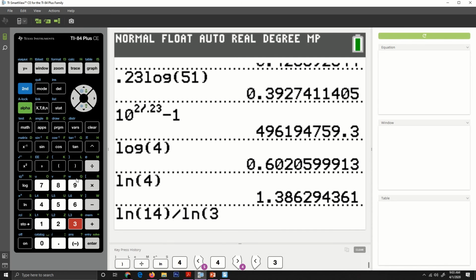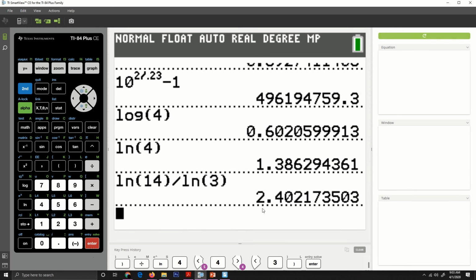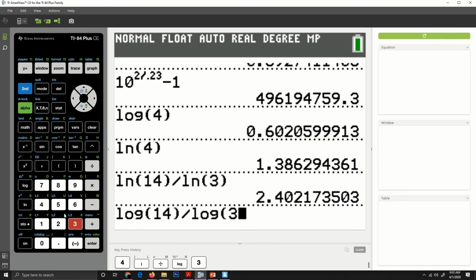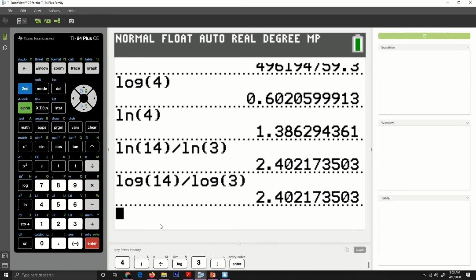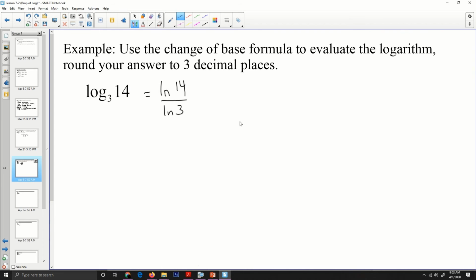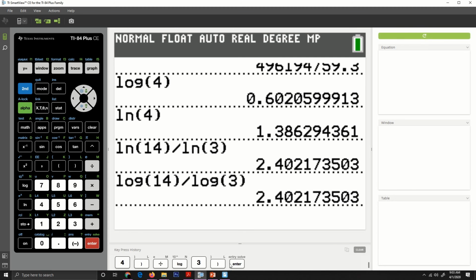Of 3, close your parentheses, and we're done. We get the 2.4. Now, again, I said it doesn't matter what known logarithm that you use, it still works. So if I hit log of 14 divided by the log of 3, you hit enter, and again, you get the same number. So in most instances, I'm going to use ln, not because it's any better than the other one, it's just one less letter that I have to write. So that is going to be 2.402, excuse me.